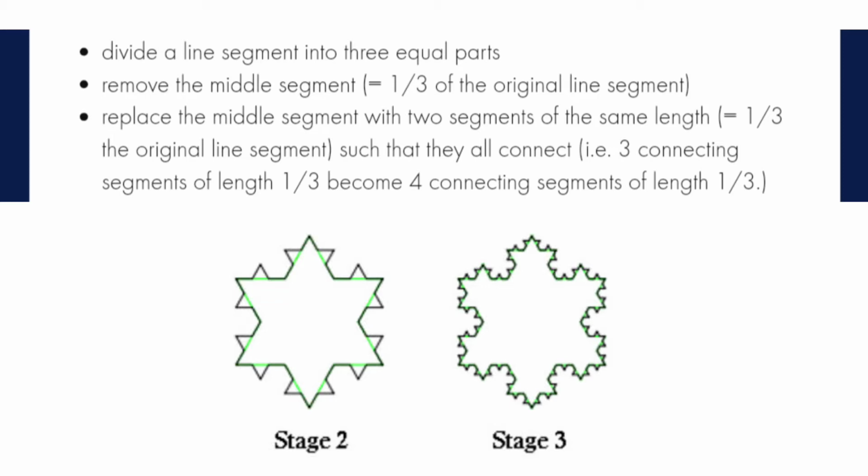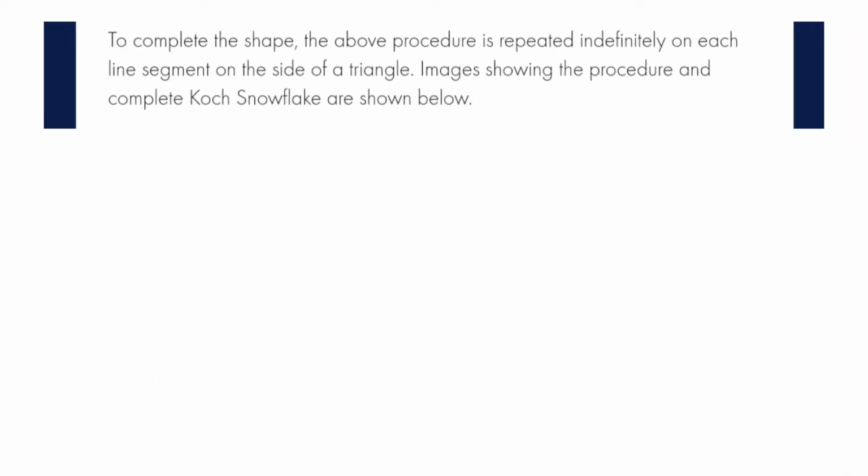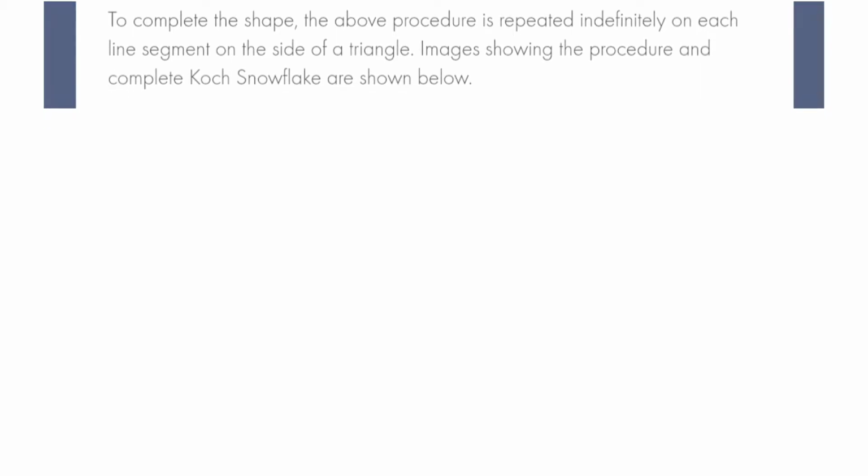For example, 3 connecting segments of length 1/3 becomes 4 connecting segments of length 1/3. To complete the shape, the above procedure is repeated indefinitely on each line segment on the side of a triangle. Images showing the procedure and the complete Koch snowflake are shown below.